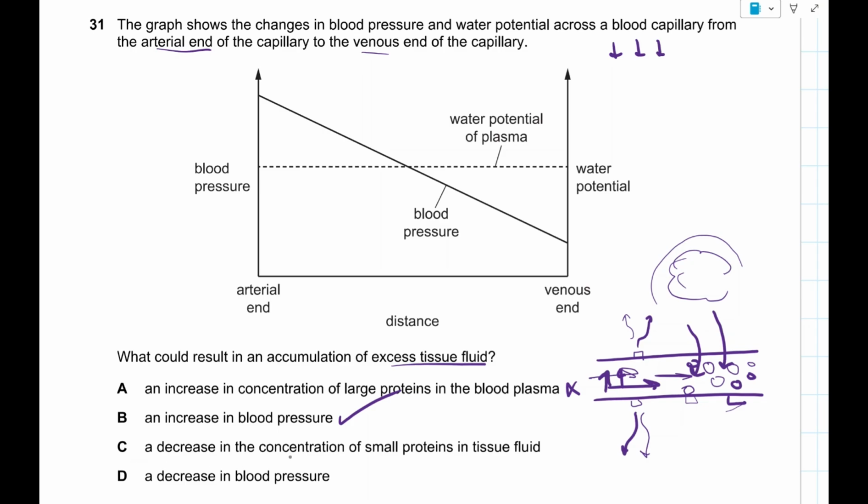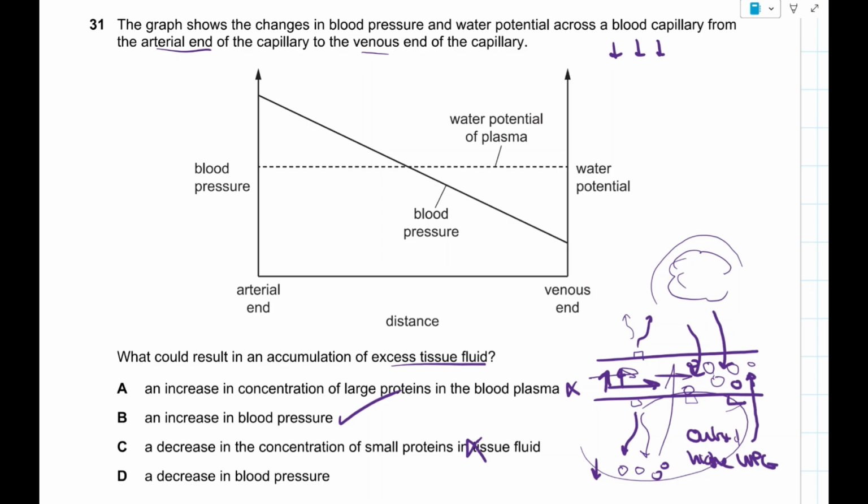C, a decrease in the concentration of small proteins in tissue fluid. So this is also incorrect. Let's assume that we decreased the amount of proteins. So we didn't increase the concentration inside the blood plasma. We decreased the concentration of small proteins into tissue fluid. This means that now outside there is a higher water potential gradient. This means that water is going to go back into the capillary down the water potential gradient. Therefore, this would not cause accumulation of excess tissue fluid. That would cause tissue fluid to go back in.